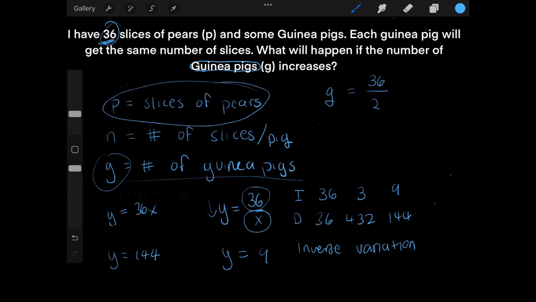I'm sorry, we shouldn't use g, we should use n for our output. And our number of guinea pigs is 2. So therefore, n is going to be 18. So the number of slices per pig is going to be equal to 18.